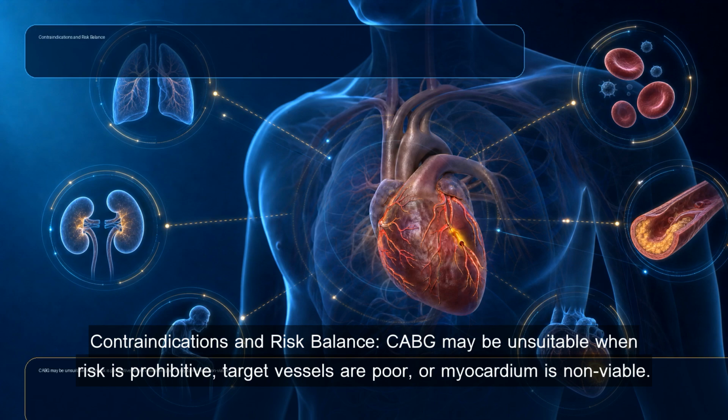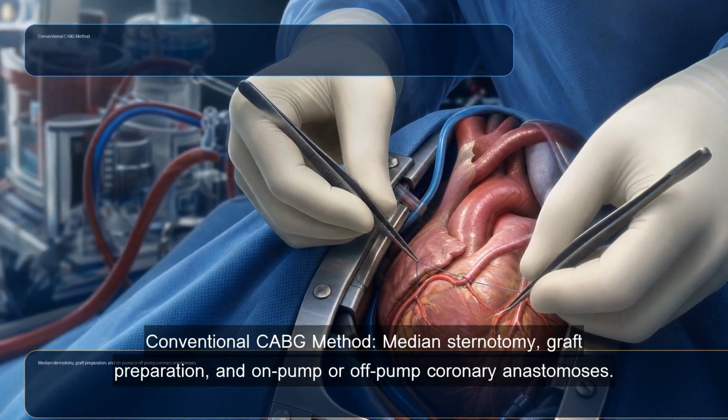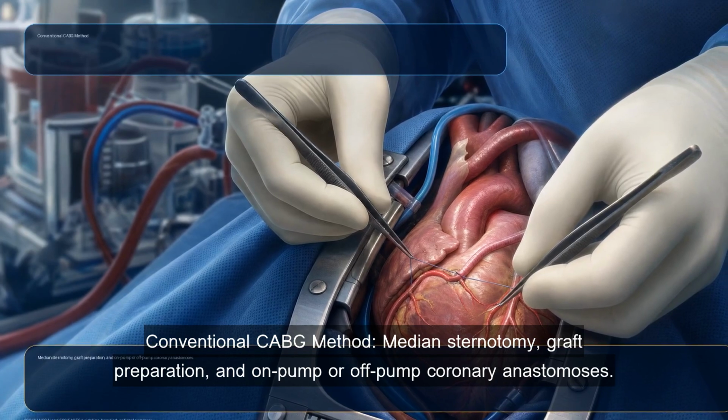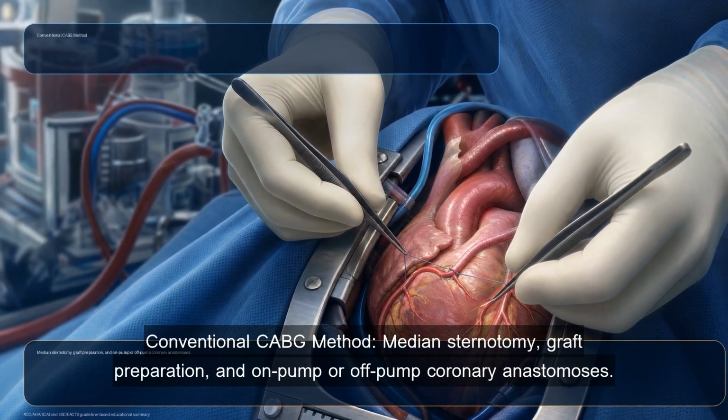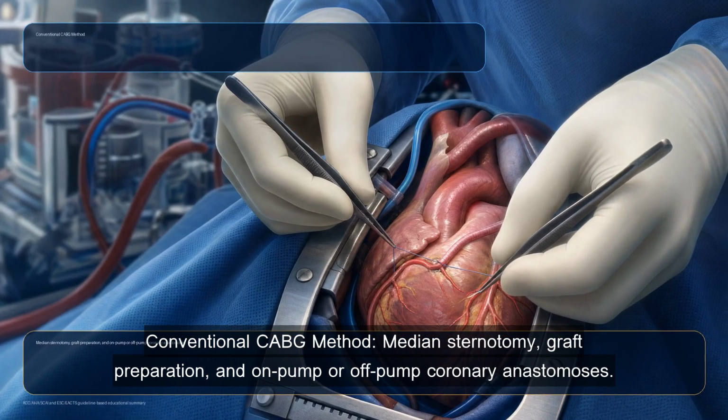In conventional CABG, the patient receives general anesthesia. The surgeon usually opens the chest through the breastbone, called a median sternotomy. Grafts are prepared from vessels such as the left internal mammary artery, radial artery, or saphenous vein. In on-pump CABG, the heart is temporarily stopped, and a heart-lung machine maintains circulation while the surgeon sews the grafts onto the coronary arteries. In off-pump CABG, the heart continues beating while a stabilizing device holds a small area still so that the graft can be sewn safely.